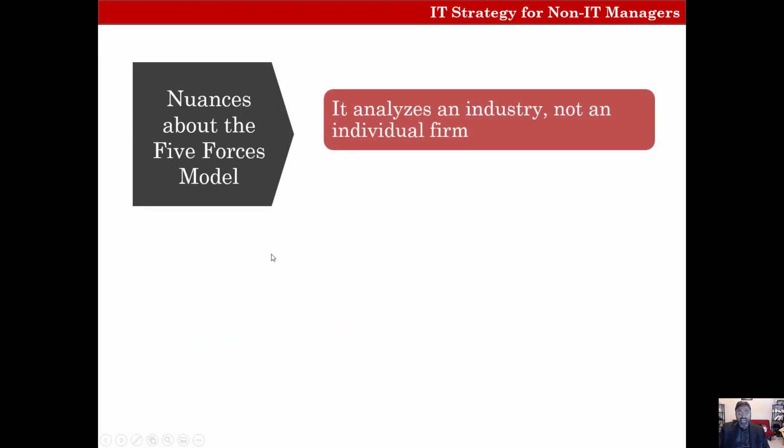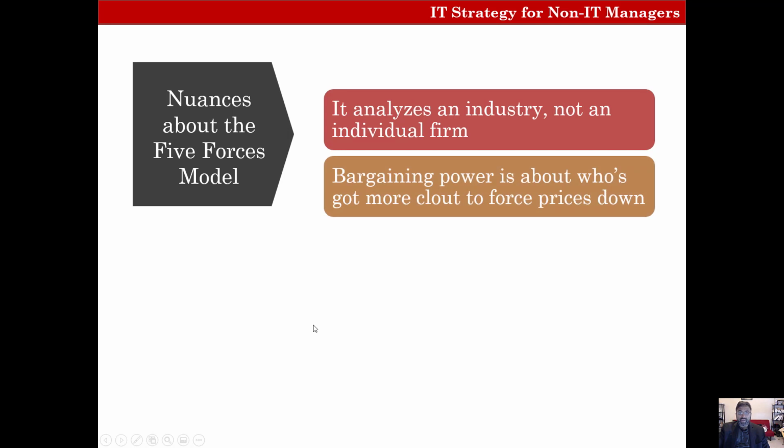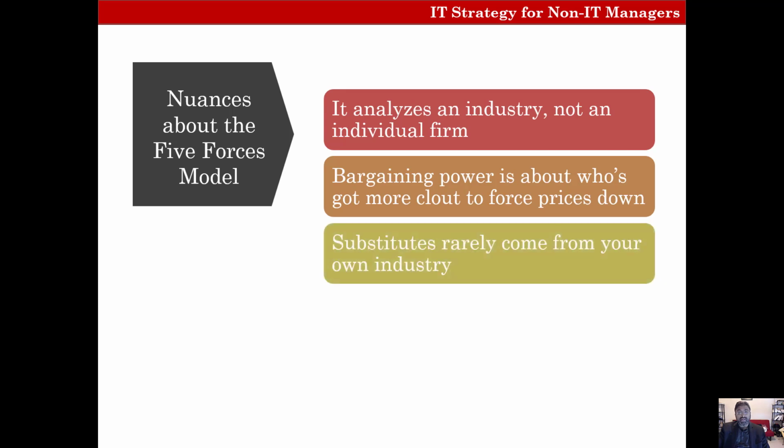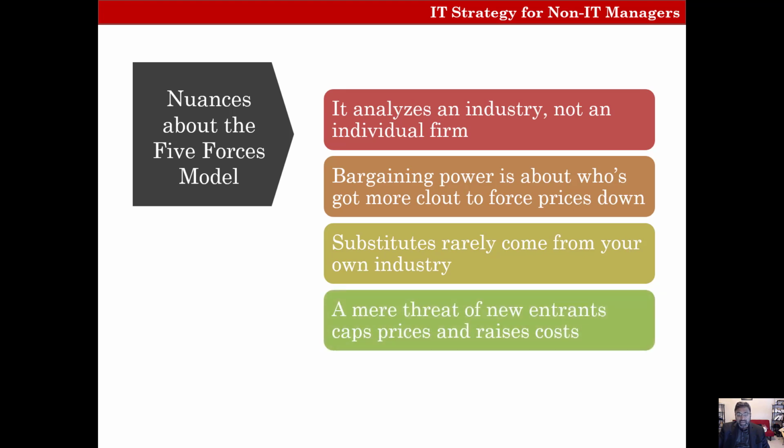So taking again the five forces model, I want to reiterate that it analyzes an industry, not an individual firm. Bargaining power is who gets more clout to force prices down. Substitutes rarely come from inside the industry, usually from outside the industry. And the mere threat of new entrants will automatically cap prices and raise costs. So it's not just new entrants, but also the threat of substitutes. The threat is good enough for firms to react to what's going to happen.